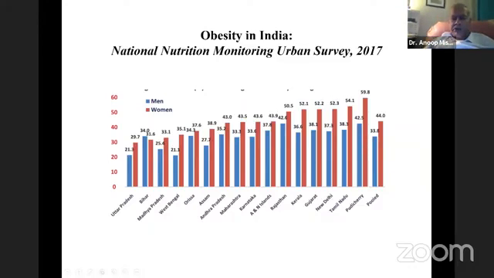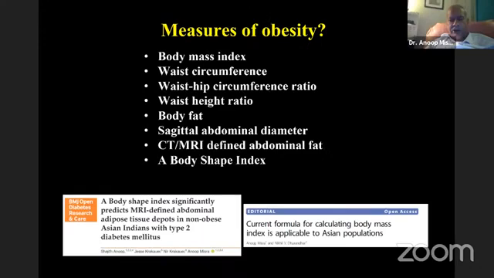Now, which measures of obesity have we already talked about? Just to go through it again: body mass index, waist circumference, waist hip circumference ratio. It is not waist hip ratio, it is waist hip circumference ratio. Waist height ratio, body fat, sagittal abdominal diameter, CT or MRI defined abdominal fat or any other fat, and a body shape index. This is a recent publication on this new method, in BMJ Open, a body shape index.